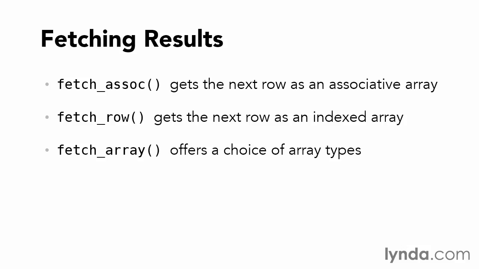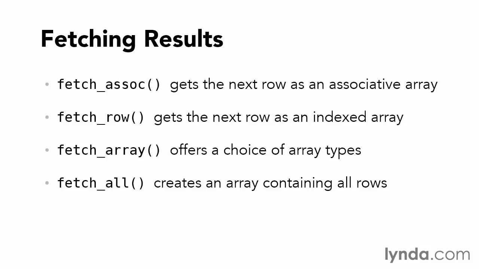By default, it returns an array that uses both the column name and its number counting from 0 as the array keys. Consequently, each value is listed twice. The fetch_all method returns the complete result set as a multidimensional array, using the column numbers as the array keys for each row. But you also have the option of using the column names or both.